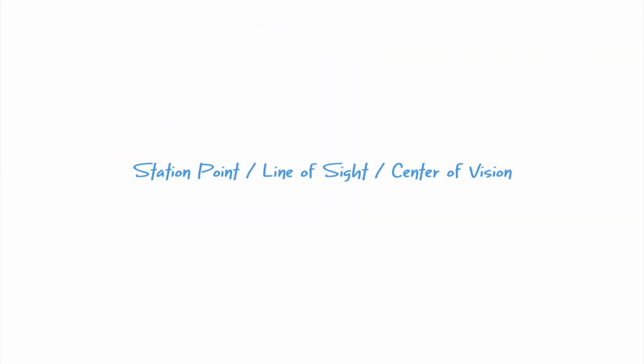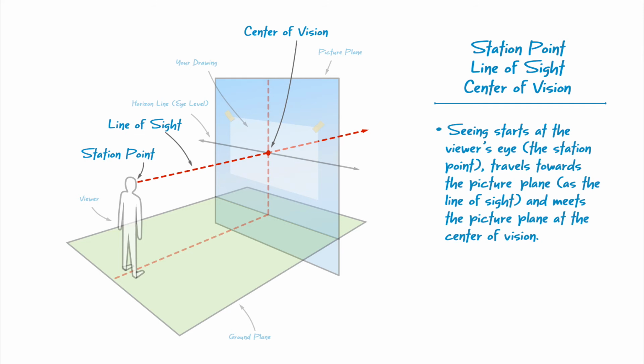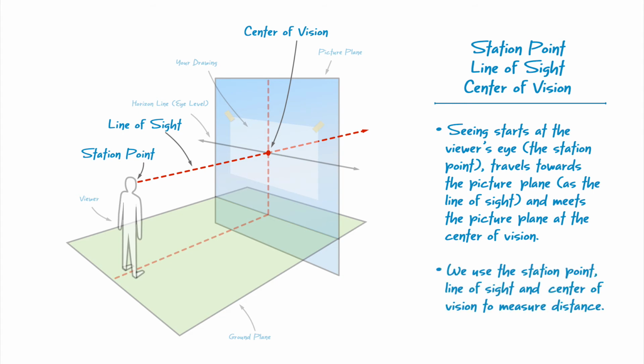The elements of seeing. Here we have 3 things that work together to define sight for the viewer. We have the station point, the viewer's eyes, the line of sight, which is the direction and angle the viewer is looking in, and the center of vision, the point where the line of sight crosses the picture plane. We put these 3 things together to measure distance to the picture plane.